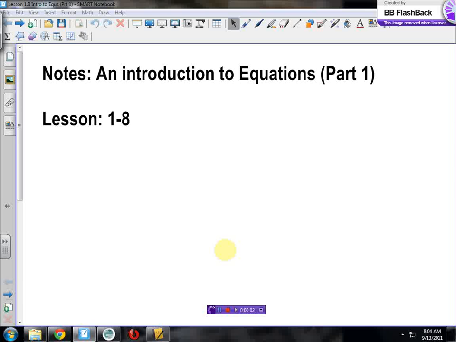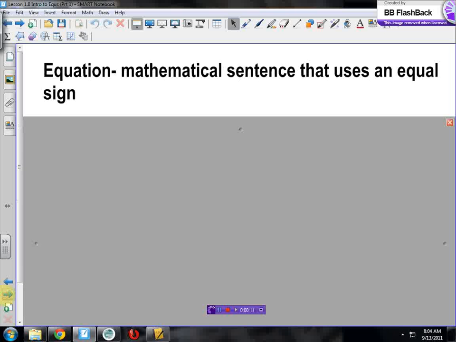All right, so today we're on lesson 1.8, and we're only going to cover the first part, which is an introduction to equations. A few vocab words. One is equation. We have two words in math that we kind of use a lot. There's equation, and then there's expression.